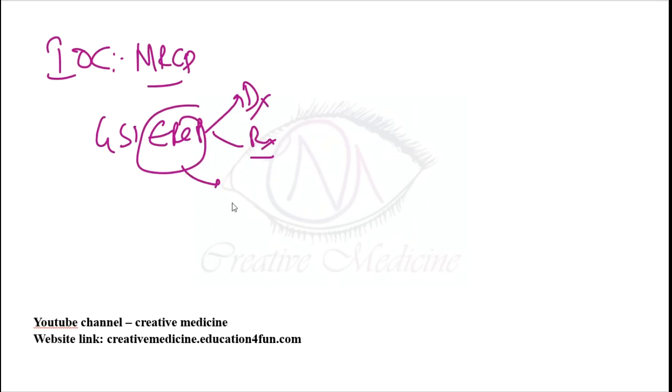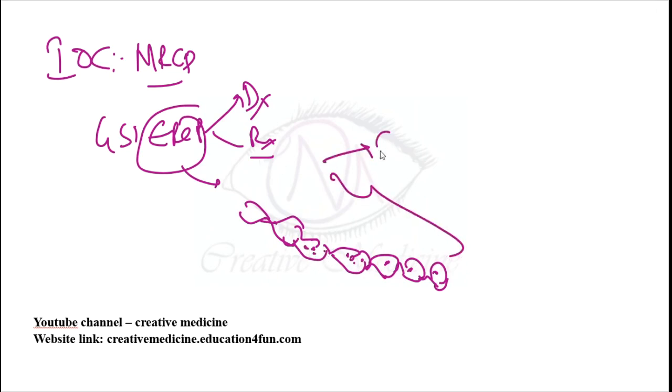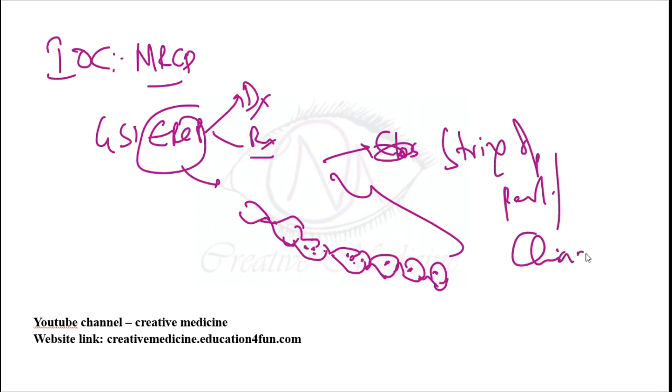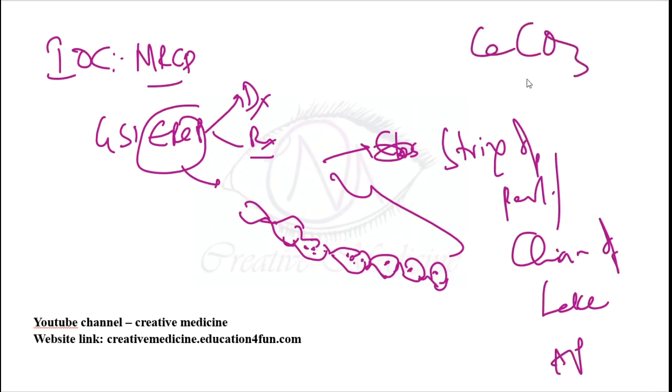In this ERCP, you will see alternate dilatations of the pancreatic duct along with stricture formation, and in the dilated parts you will see pancreatic stones. All these are described as the string of pearl appearance, or also called chain of lakes appearance. The main complication is calcium carbonate.